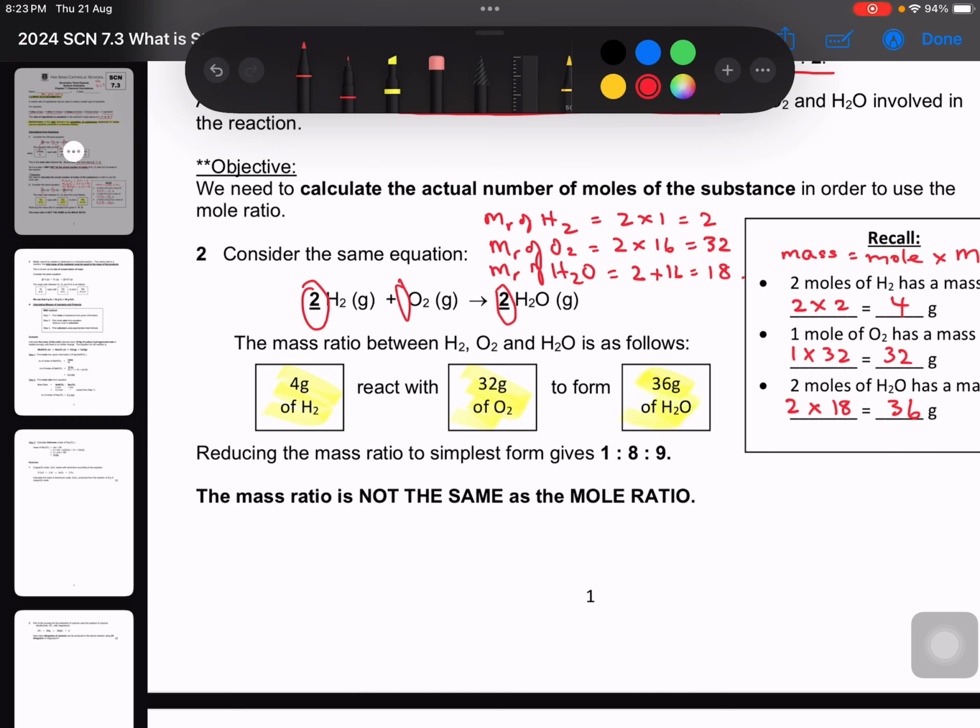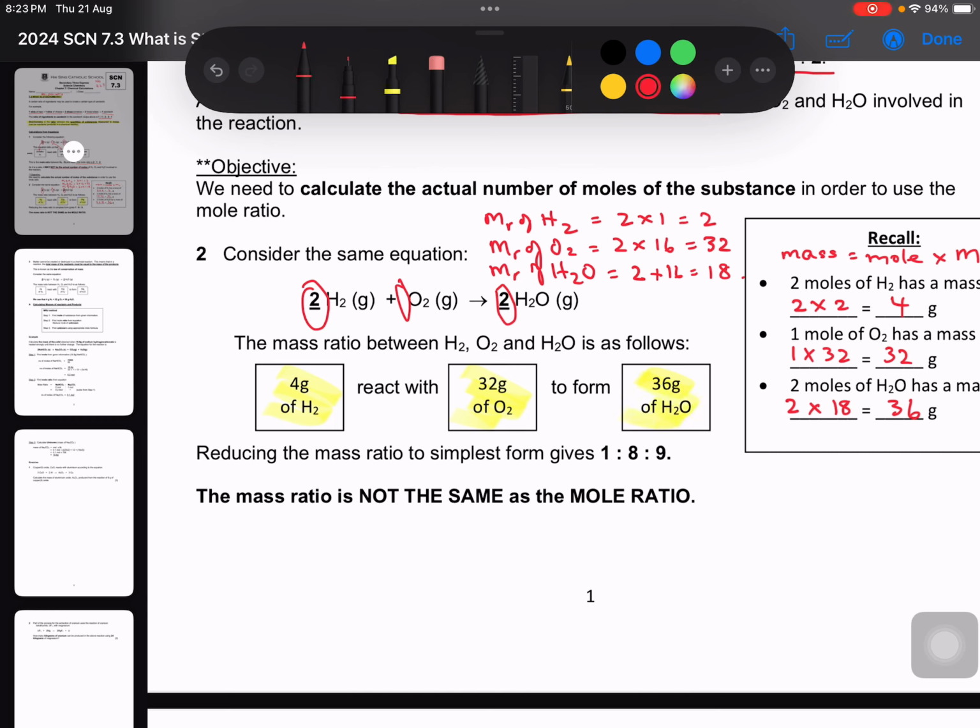So step 1. Step 1, find mole. Mole of what? Not the unknown. The unknown is the last step. So it must be mole of copper 2 oxide, the one where they give us a number. So find mole of CuO, the one where they actually give us a value.